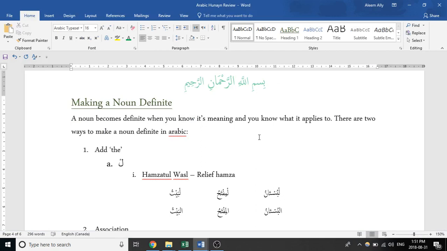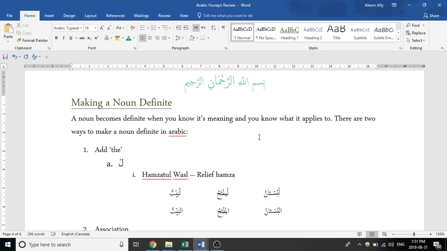After speaking about indefinite nouns, we moved on to definite nouns, which is one of the four properties of a noun. The four properties of a noun are its definiteness, whether it's definite or indefinite, its gender, number, and finally status.